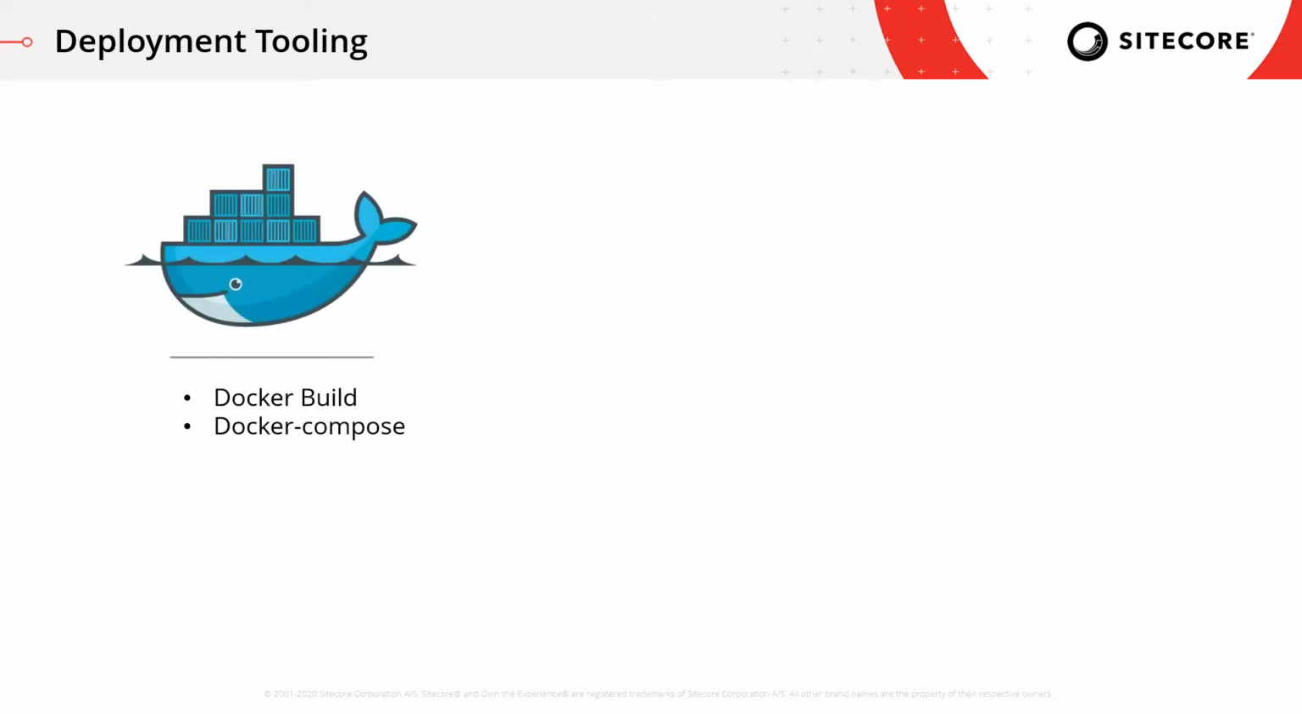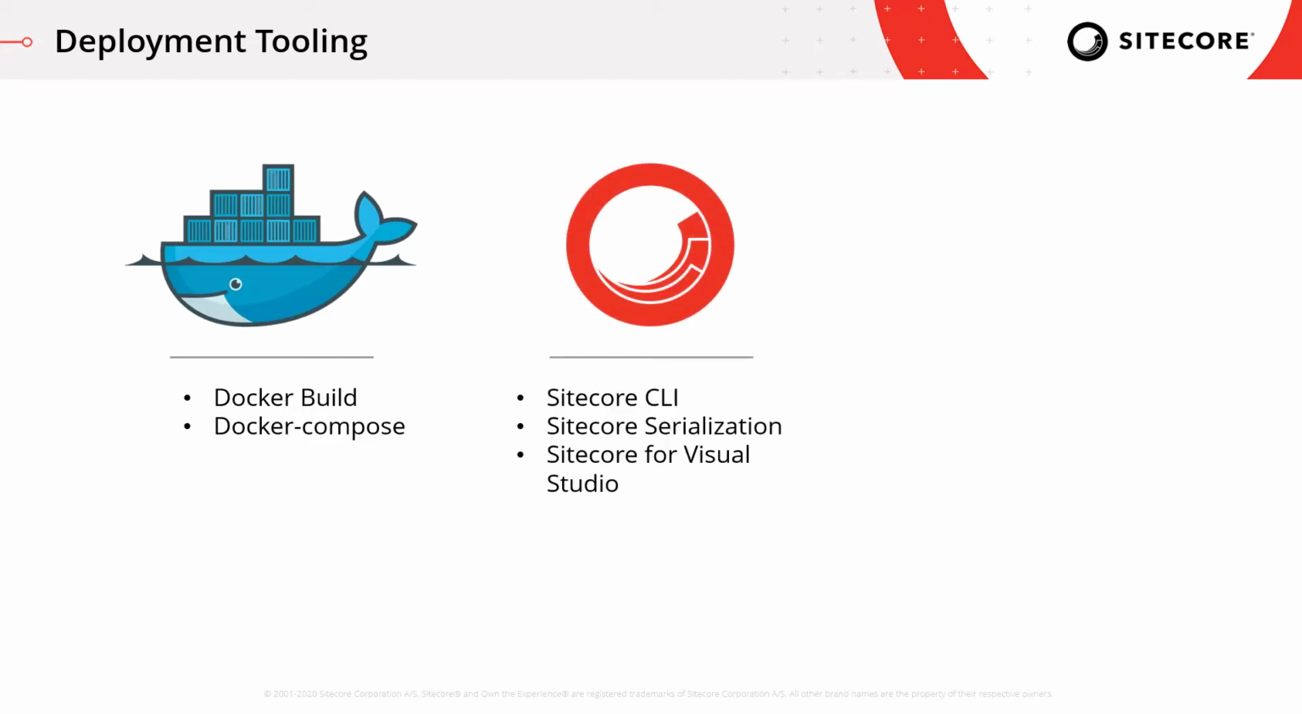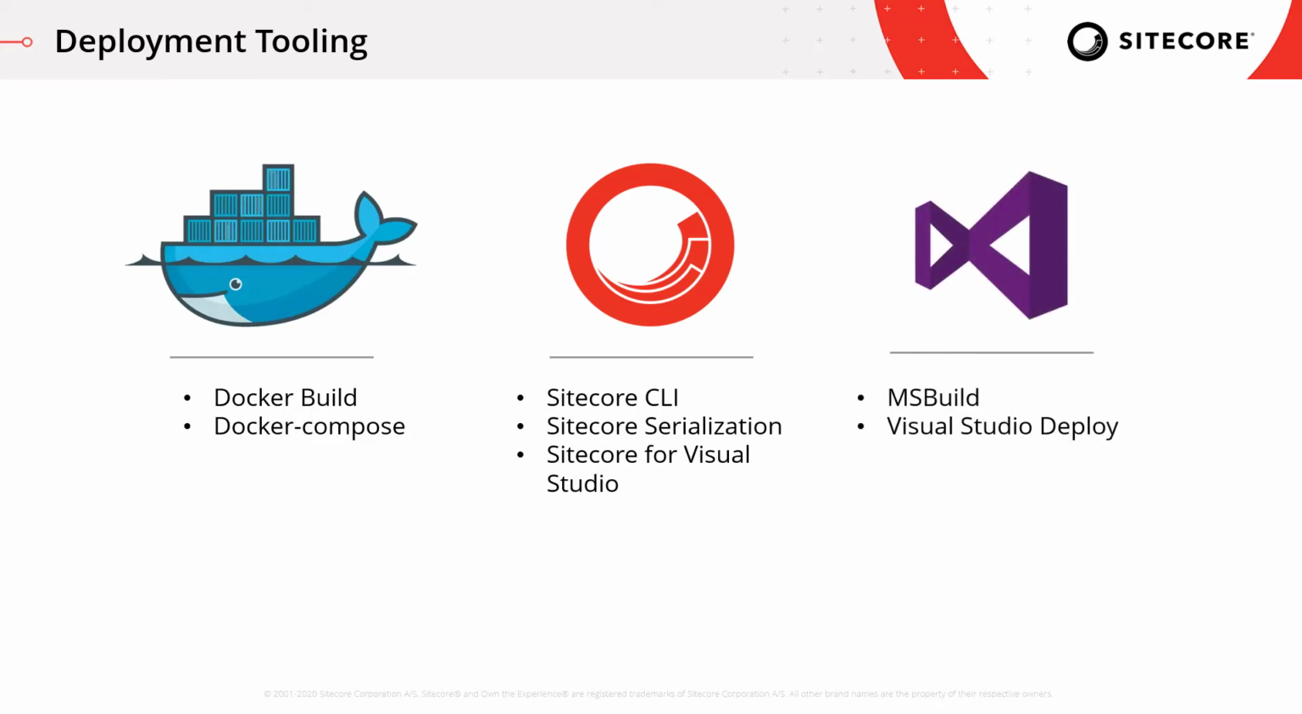First up, you're going to be using the Docker commands, things like docker build to create new images and docker compose to create and destroy your images when you need to. Next up, you're going to be using a few new Sitecore tools, and these are the Sitecore CLI, Sitecore serialization, and Sitecore for Visual Studio. Finally, you'll be using some tools you'll probably be very familiar with, things like MSBuild and Visual Studio Deploy. Okay, so let's take a look at some standard development activities you're going to perform in your day-to-day development flow.